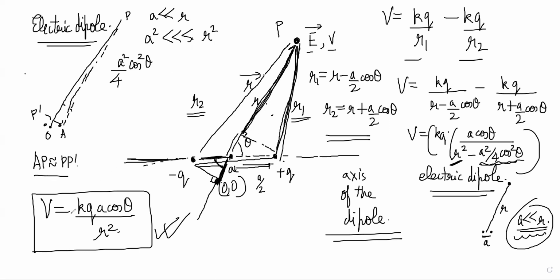The only things that are used here are r and theta, where r denotes the distance of the point from the center of the dipole, and theta is the angle that the r vector makes with the axis of the dipole, right? Do you understand how we got this? Yeah.